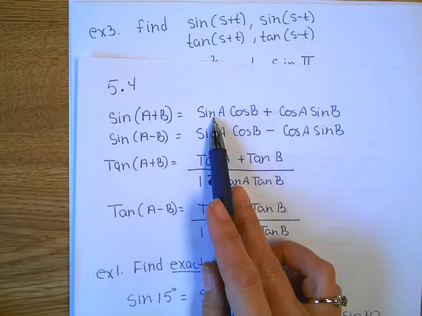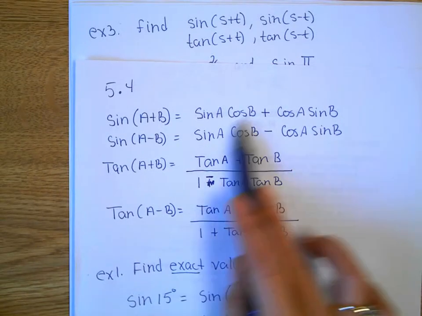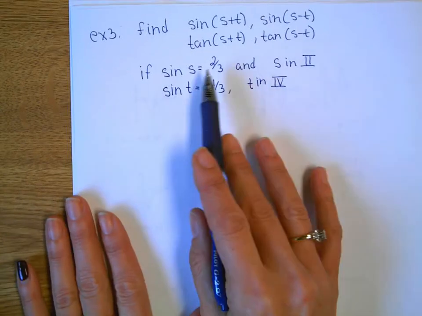If you take a look at these identities, I need to know the sine, the cosine, and the tangent for both angles. I need all these ratios. So what are we going to do to get all those ratios? Make a triangle. Sketch triangles. I would like to see 2 separate triangles and label them.